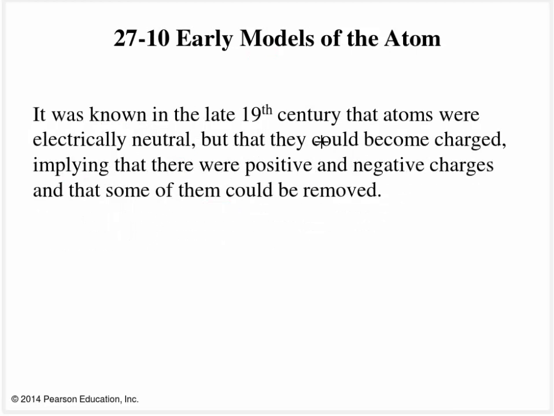So now that we have a better idea of what the electron is and how it behaves, let's take a step back and look at some of the early models of the atom, the building block of matter. We knew by the late 19th century that atoms were electrically neutral, so there were positive charges and negative charges all wrapped up in a bundle. And better yet, we knew that they could become charged. We could separate this charge out, so there were positive charges and negative charges, protons and electrons, if you will.